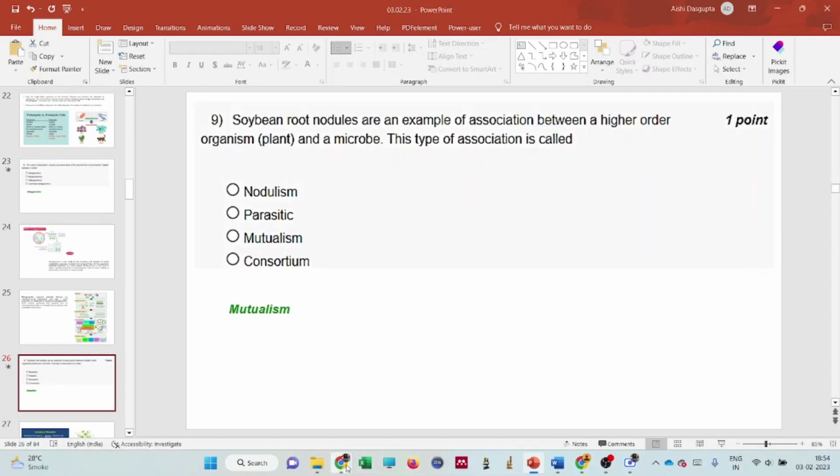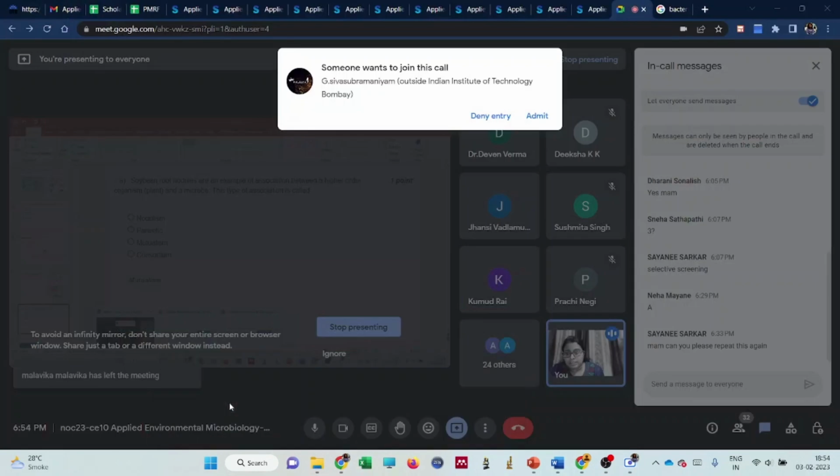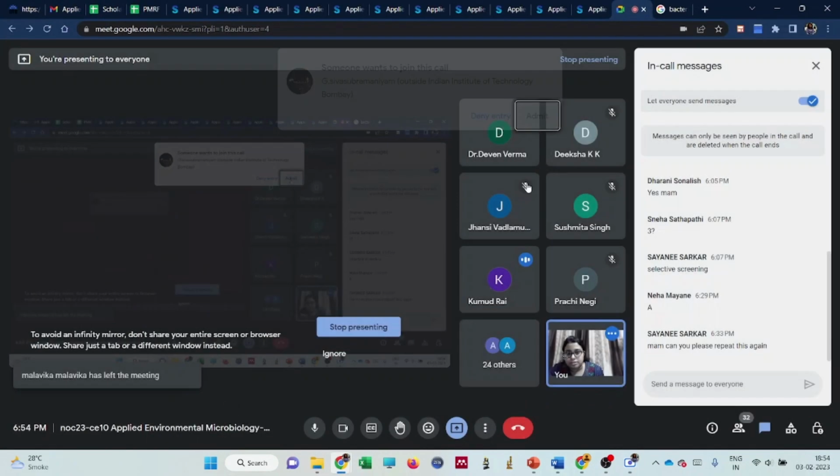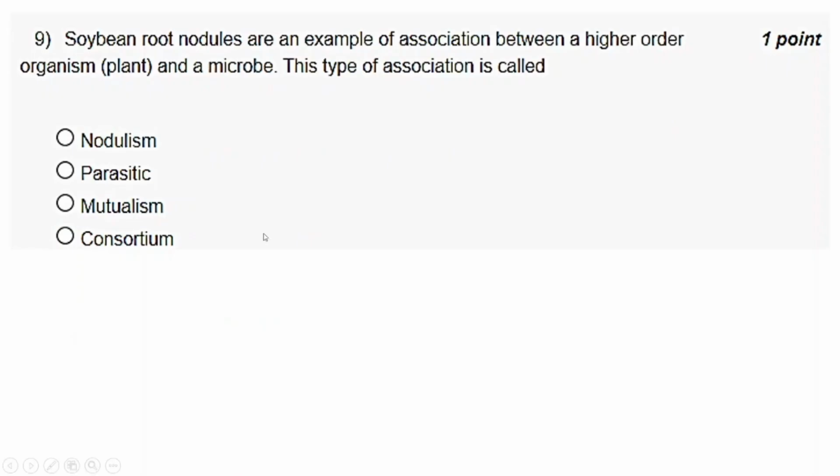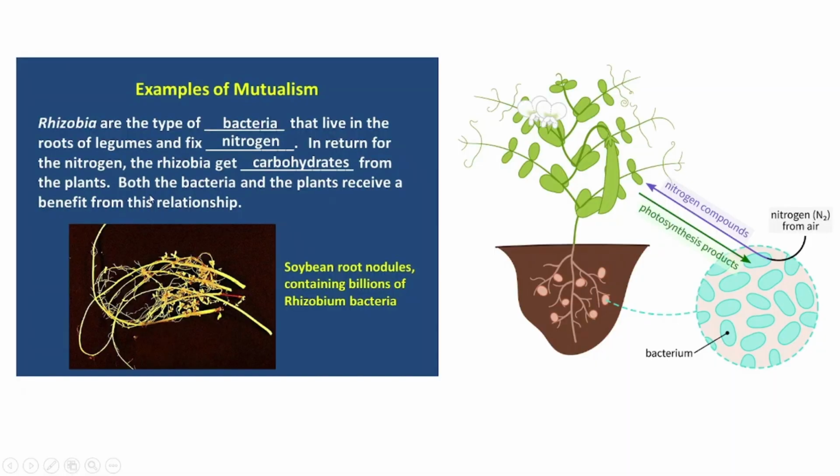Mutualism. Anybody else? Yeah, mutualism is the correct answer. Now we'll see why mutualism is the correct answer and what this parasitic option means. So this is an example of mutualism.